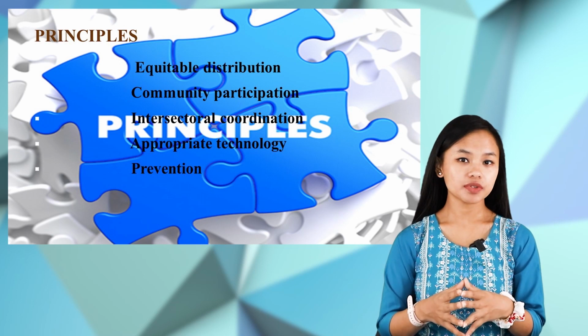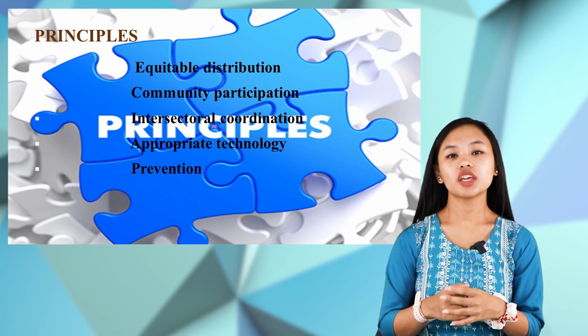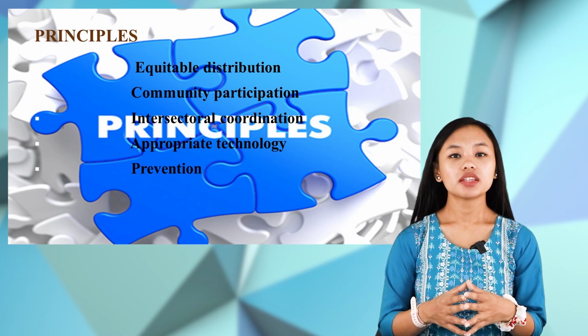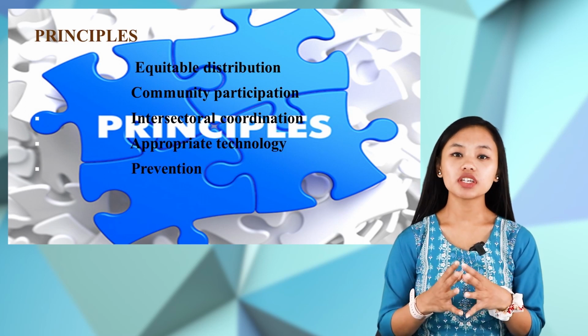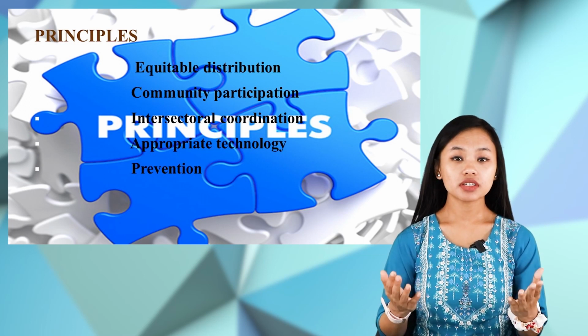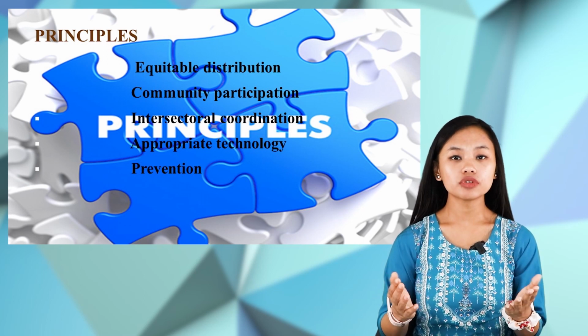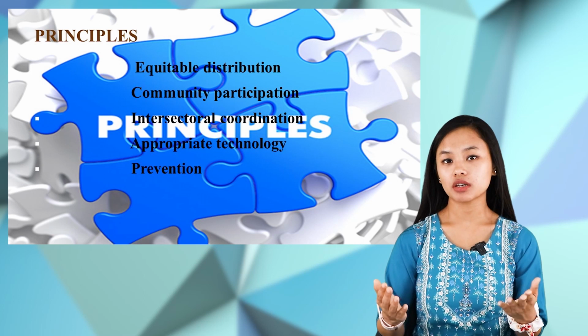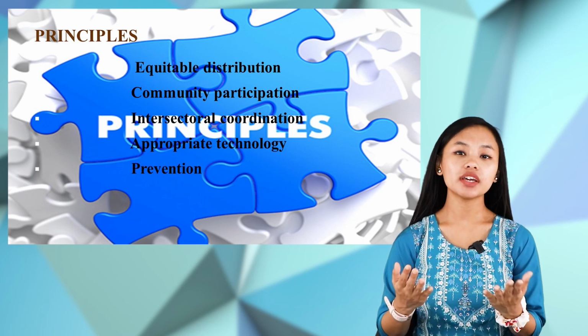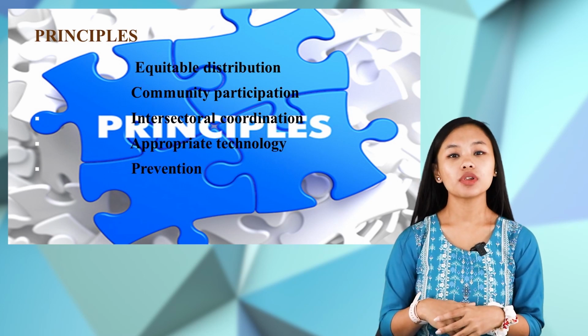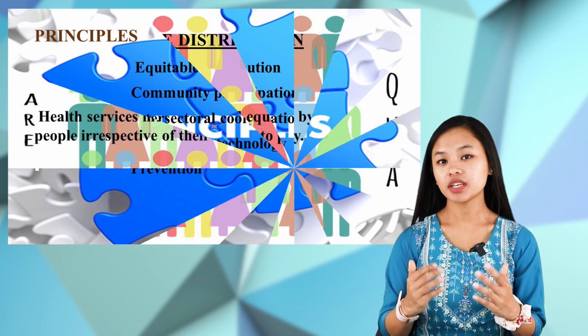Now moving on to the principles. So here there are 5 principles. The first one is equitable distribution. The second is community participation. The third is intersectoral coordination. The fourth is appropriate technology. And the last one is prevention. So now let's look at each one of them in detail.